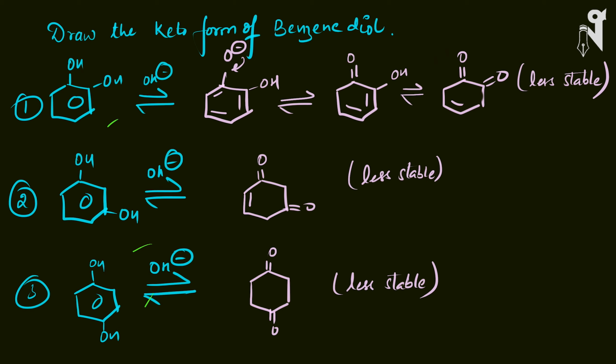Now let's see the solution of it. I hope you would have tried it. So here, you can do it in 2 ways. Both the OH groups, you can enolize them together, or you can do it one by one.